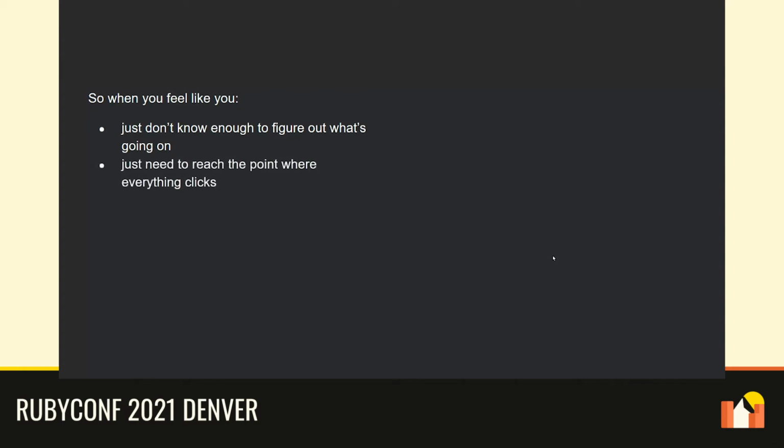Your brain does not see what an expert sees, even though you're both presented with the same information, but that's okay. So when you feel like you just don't know enough to figure out what's going on, just need to reach the point where everything clicks, and that seems it's never gonna happen, you will never understand programming in Ruby.